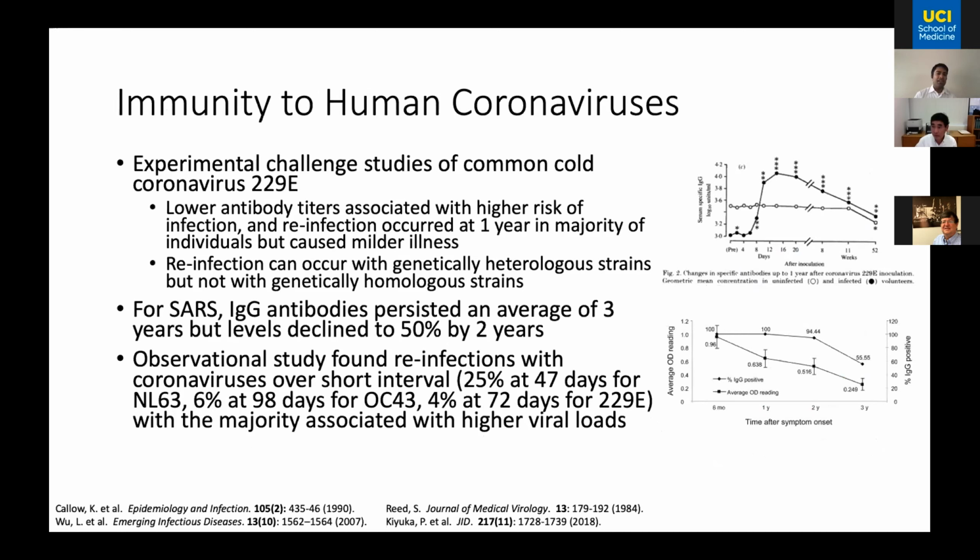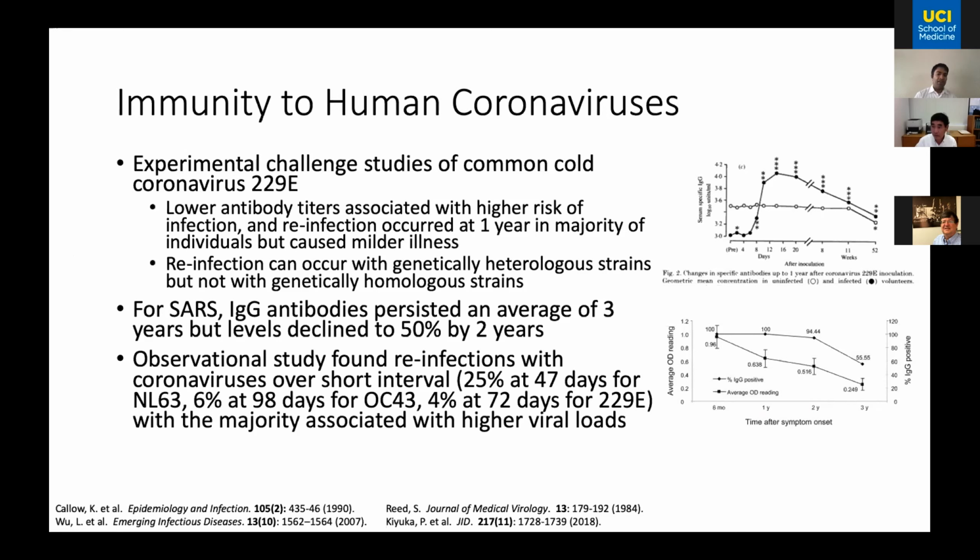So there are some older studies on experimental challenge, and I think Dr. Tan brought up some of these. For one of these common cold coronaviruses, 229E, there were 2 different studies on experimental challenge in volunteers. One looked at antibody titer and reinfection risk over time, and they found that if you had lower antibodies to begin with, you're at higher risk of infection. And even among the patients who developed infection the first time, many developed infection 1 year later, even though they still had some antibody titers, but those were milder infections. So they had some partial immunity.